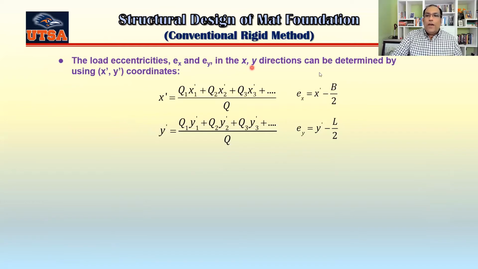Now we try to find out by taking the moment. We try to find out X bar and Y bar. And once you get X bar and Y bar, then subtract B by 2 from there and find out your EX, because you took that moment. Let's see here.